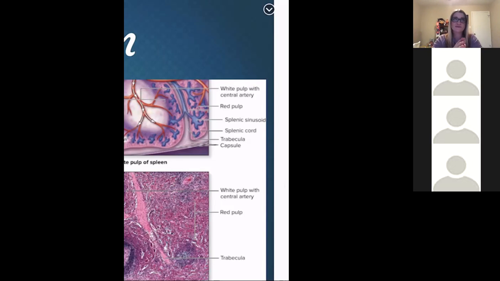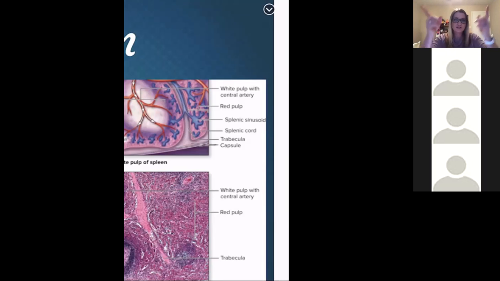There you would see B cells, T cells, and macrophages in the white pulp that are responsible for trapping pathogens, viruses, and such. And then in the red pulp, as I've mentioned, you're going to see recycling of the erythrocytes. That's why it looks red, because you have a lot of erythrocytes and a lot of platelets there as well.